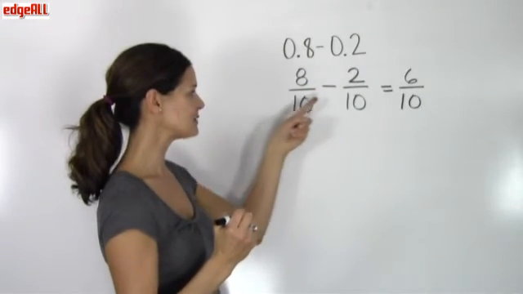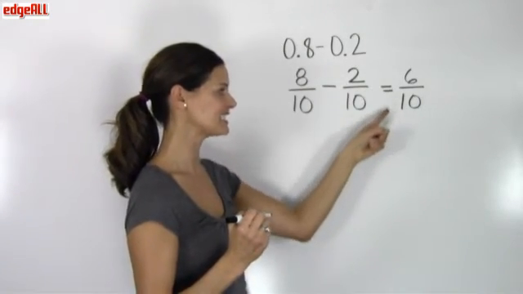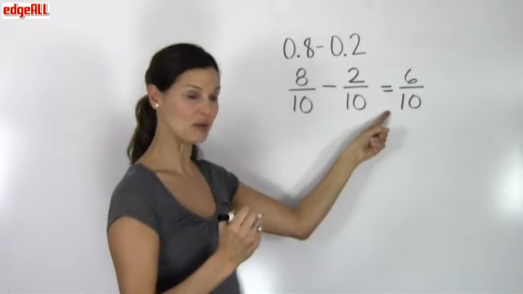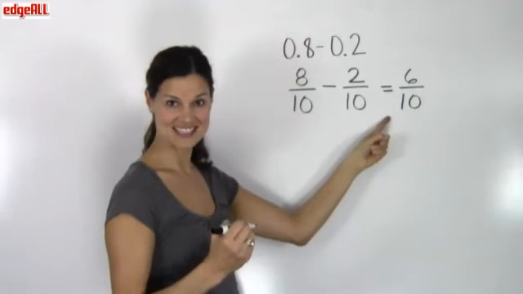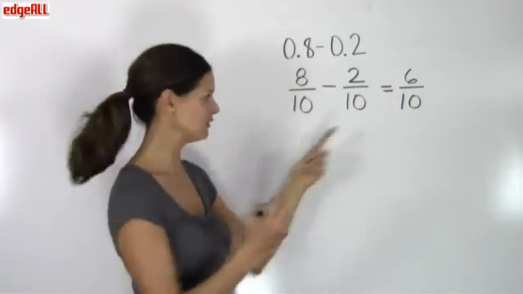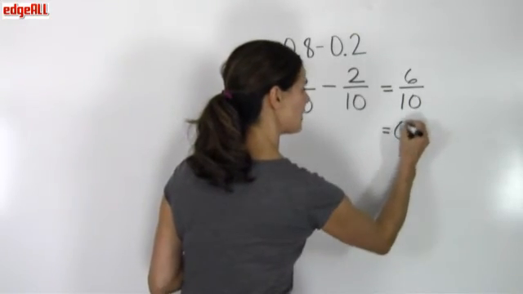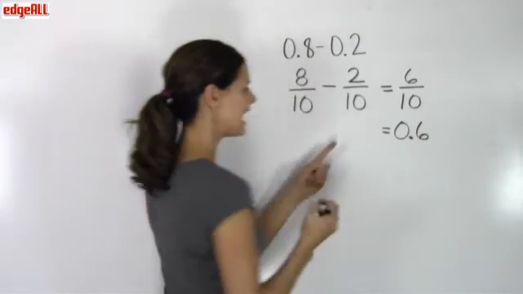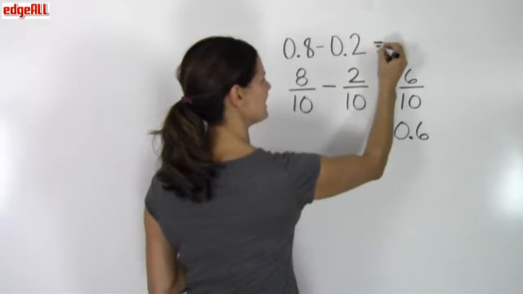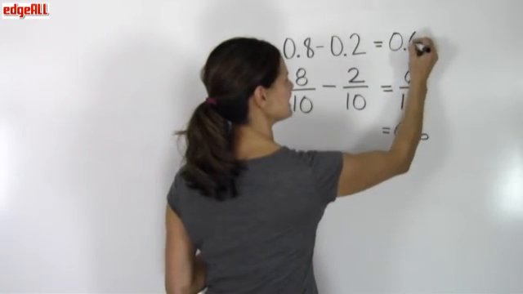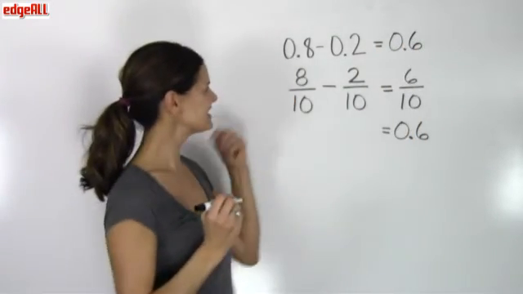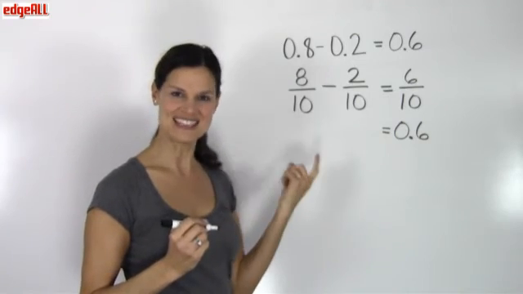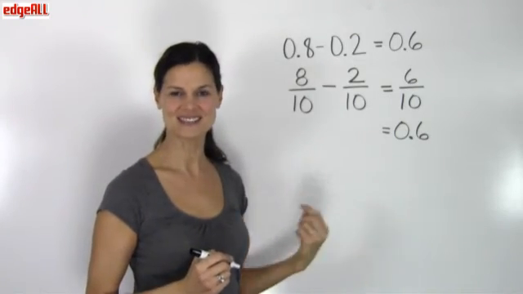So 8 tenths minus 2 tenths equals 6 tenths in fraction form, which then 6 tenths can be converted back to decimal form as 0.6. And the answer to my problem here then is 0.6. So you can see here the relationship between the decimals and the fractions.